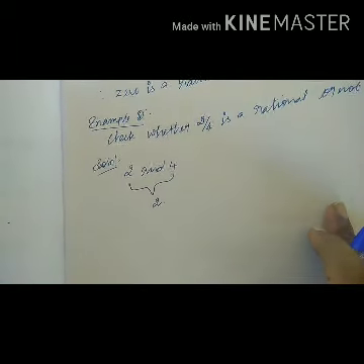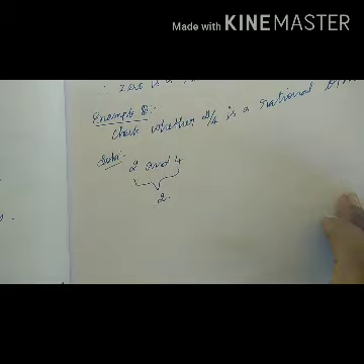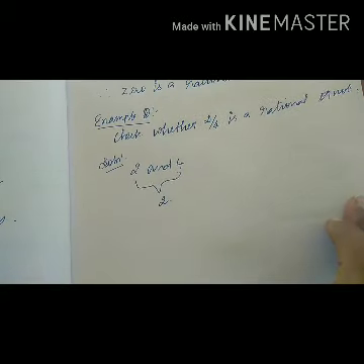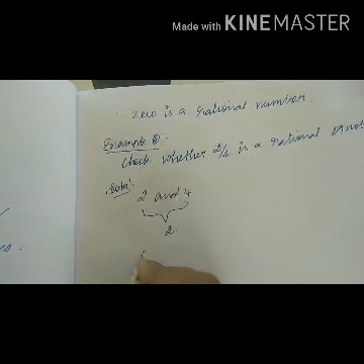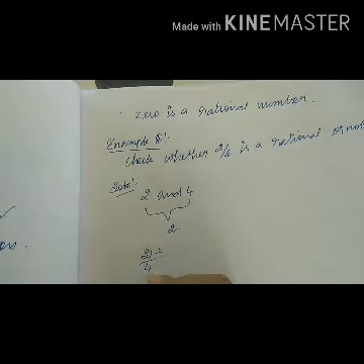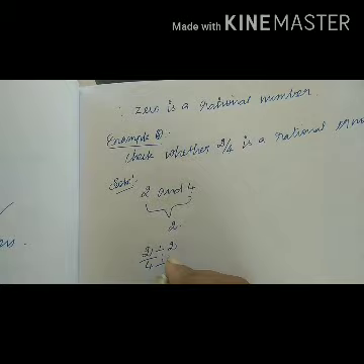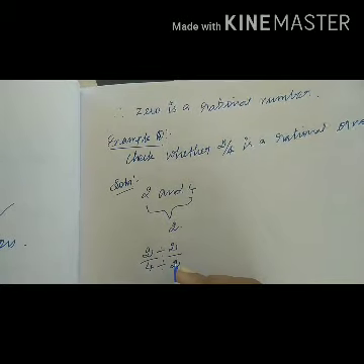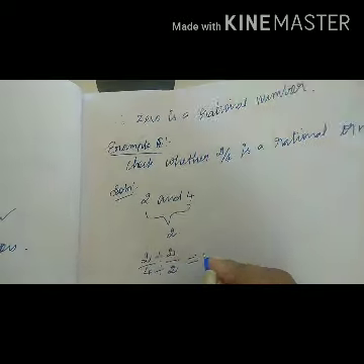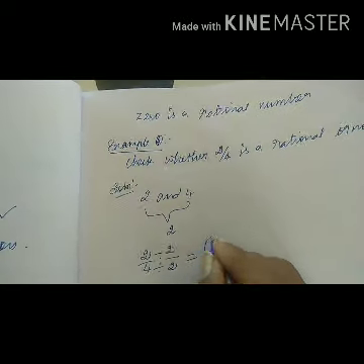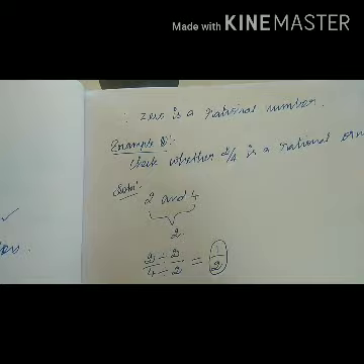How to convert it into a rational number? We take the HCF, that is 2, and divide both the numerator and the denominator of 2 by 4 by the common factor 2. What's the value? 1 by 2. Now 1 by 2 is a rational number.